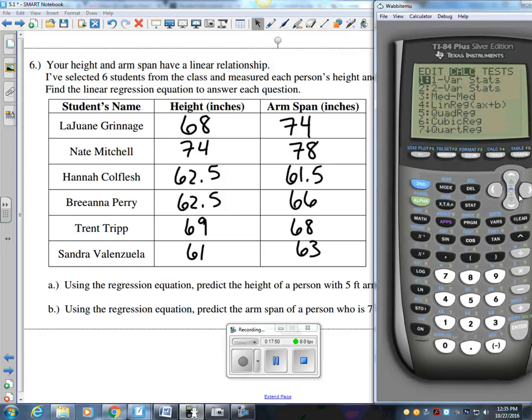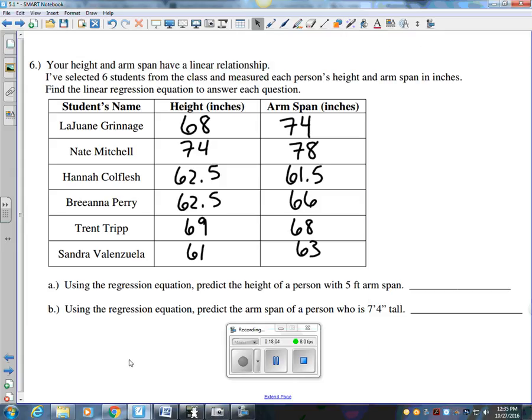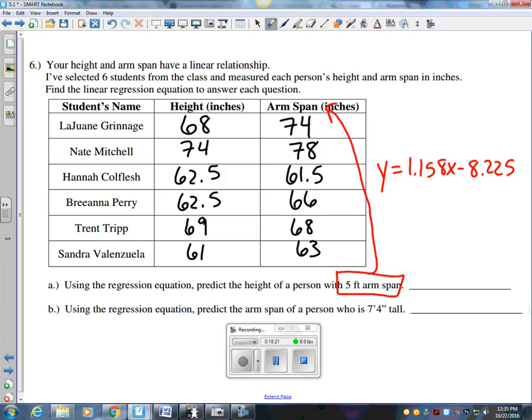All right, stat calc number 4. So you get y equals 1.158x minus 8.225. Y equals 1.158x minus 8.225. Okay, this one you have a 5-foot arm span. Well, arm span is a Y value.